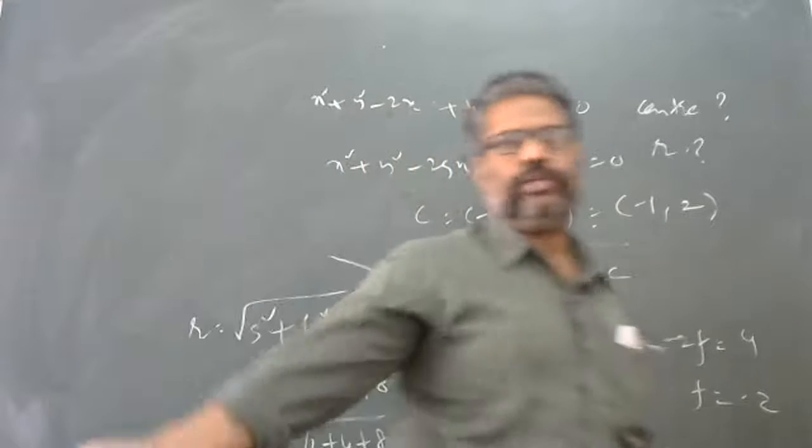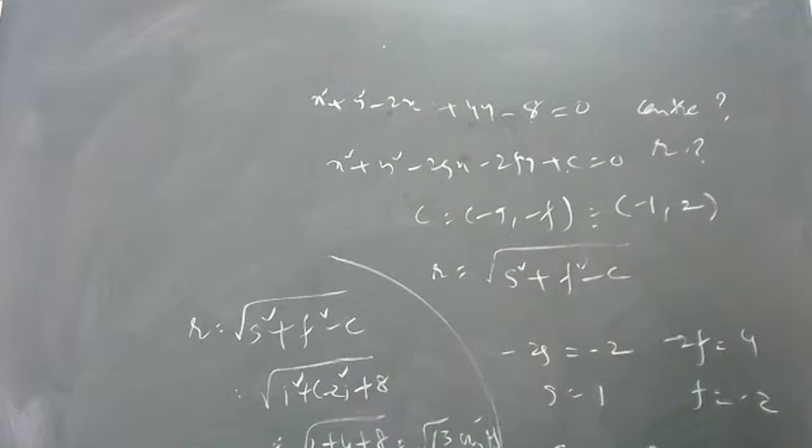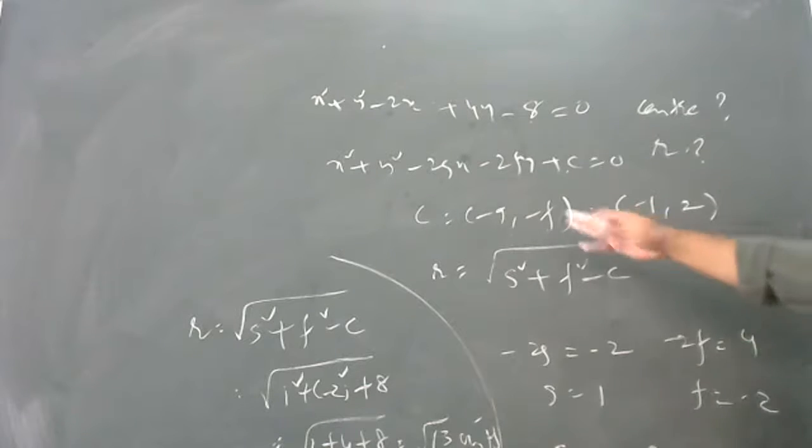Like this you have to do. It will come for 1 or 2 marks like this. Now this time, 2, 3, 4 marks back. Center and radius, where the equation of the circle is given. Like this you have to go.